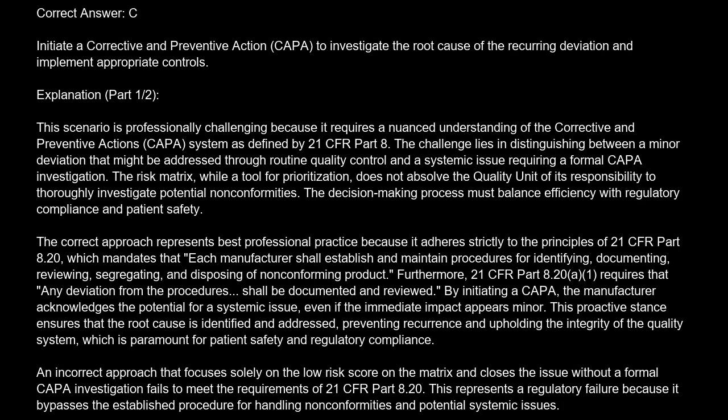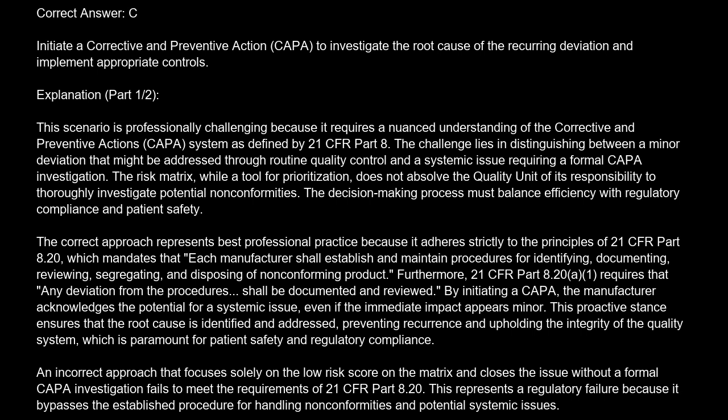The correct answer is C. Initiate a corrective and preventive action, CAPA, to investigate the root cause of the recurring deviation and implement appropriate controls. Explanation. This scenario is professionally challenging because it requires a nuanced understanding of the corrective and preventive actions, CAPA system, as defined by 21 CFR Part 820.